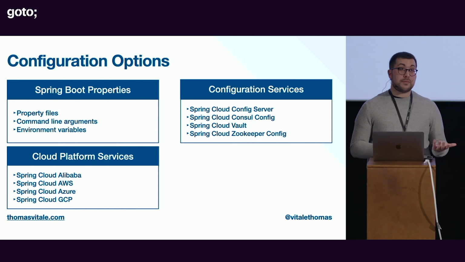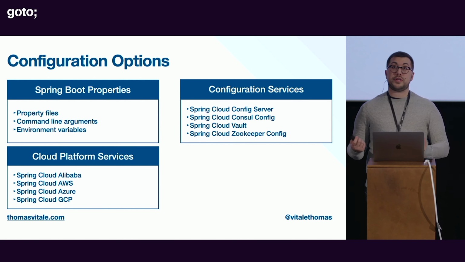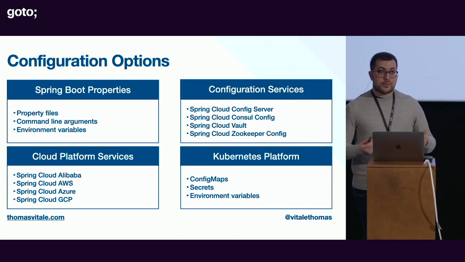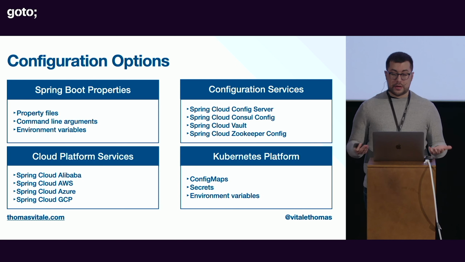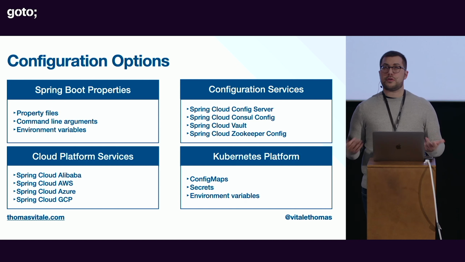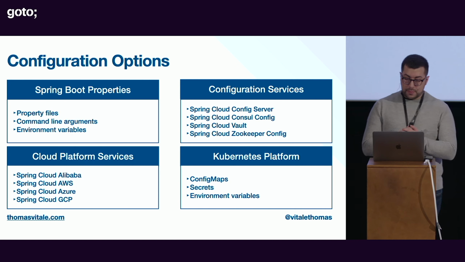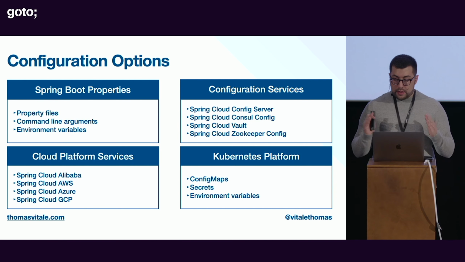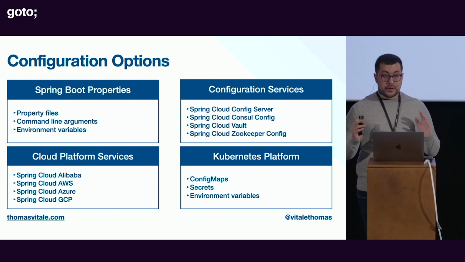For example, on Azure, I could use the Spring Cloud Azure project in order to integrate seamlessly with Azure and get configuration from Azure Key Vault. And then finally, Kubernetes. Kubernetes is what we are working with right now, so we can use ConfigMaps, Secrets, and also environment variables. Between environment variables, ConfigMaps and Secrets, we're going to see some differences a bit later.